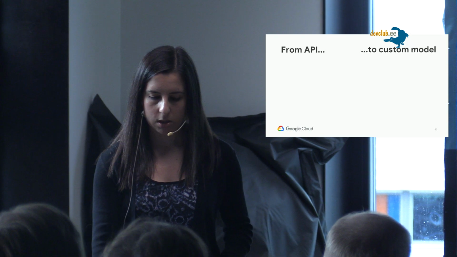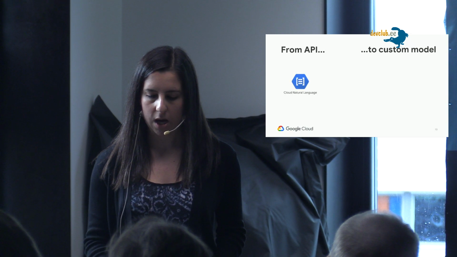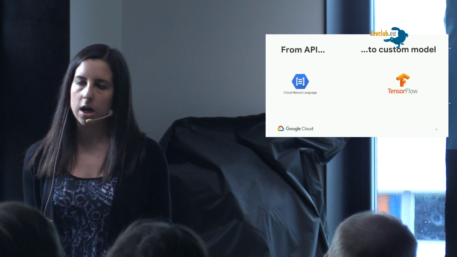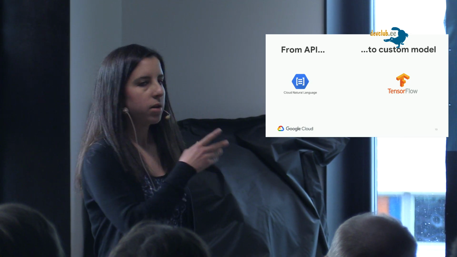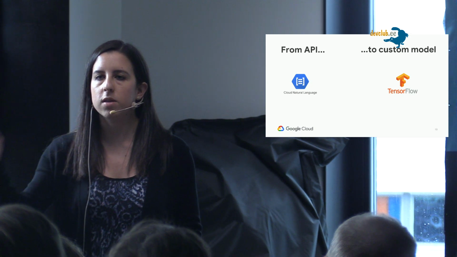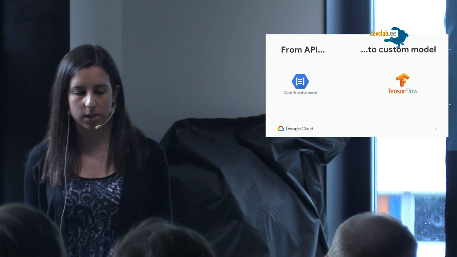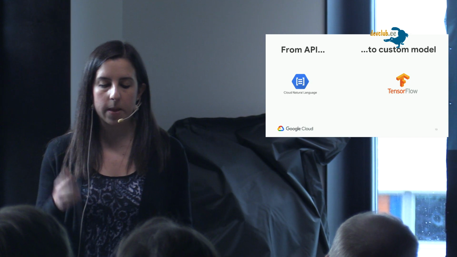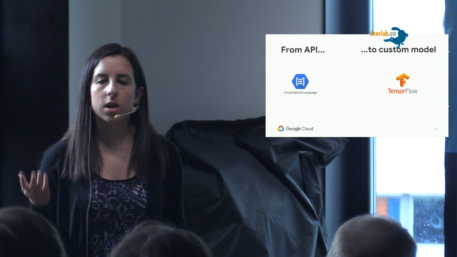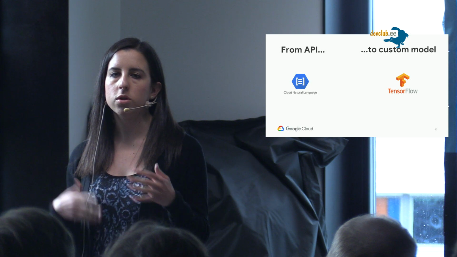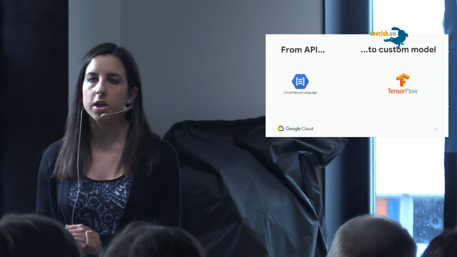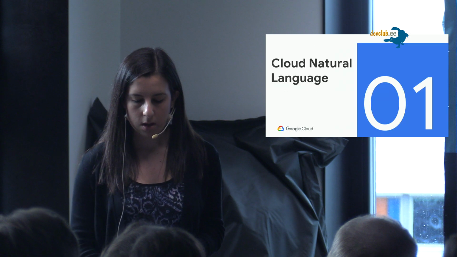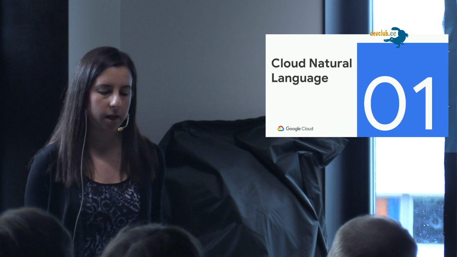So in this talk, I'm going to talk about how we can go from API to custom model. Since I work on Google Cloud, I'm going to be talking about our Cloud Natural Language API. There's many different APIs out there for doing natural language processing, so I encourage you to try out a bunch, see which one is best for you. And then I'm going to be talking about building a custom model with TensorFlow, which is Google's open source framework for building and training your own machine learning models. I'll get into that a bit later on. So I'll start with the API.